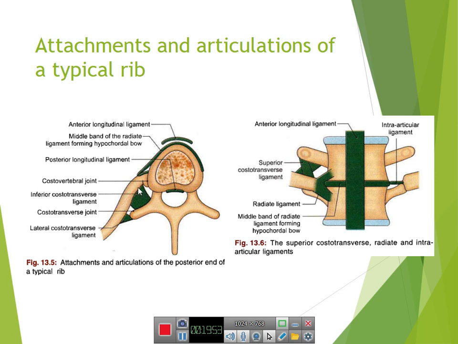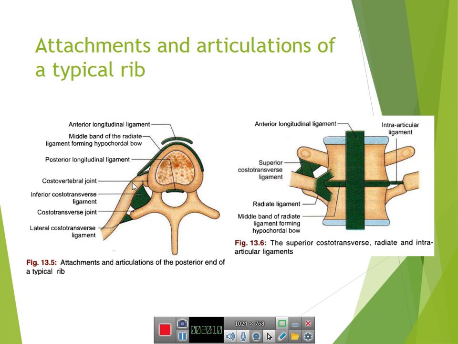Attachment of the neck of a rib. Attachments to the neck: the anterior surface is covered by costal pleura. Here is the anterior surface of a neck, attached and covered with costal pleura.